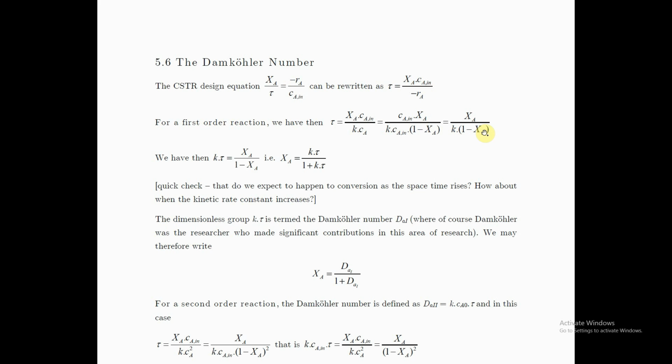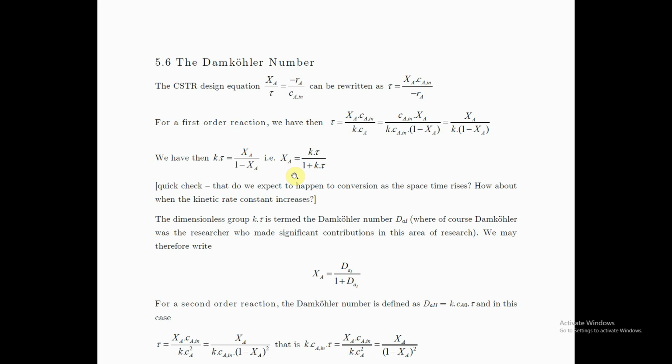Right, so we can multiply the K out here. So we can say K tau equals XA over 1 minus XA. And then, of course, you can multiply out 1 minus XA and group out XA, and you can show that you can rewrite the same equation in this form. So you can write XA equals K tau over 1 plus K tau.